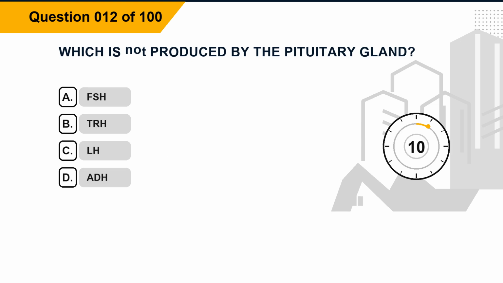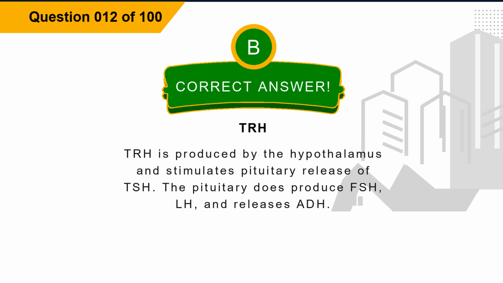Question 12. Which is not produced by the pituitary gland? Option A, FSH. Option B, TRH. Option C, LH. Option D, ADH. The correct answer is option B, TRH. Explanation. TRH is produced by the hypothalamus and stimulates pituitary release of TSH. The pituitary does produce FSH, LH, and releases ADH.